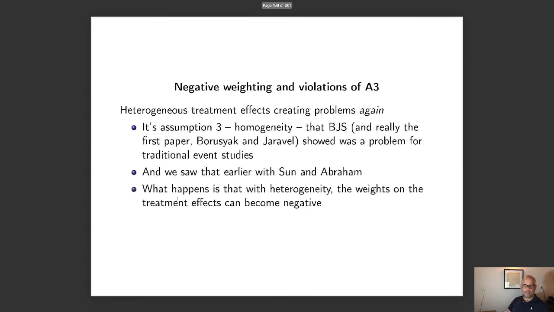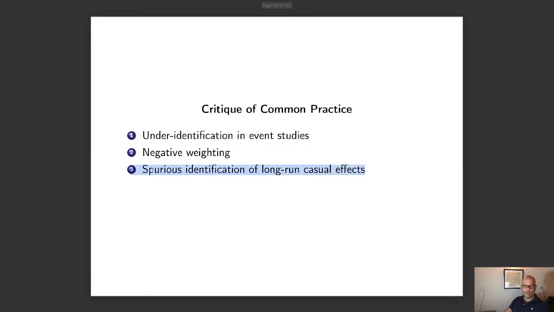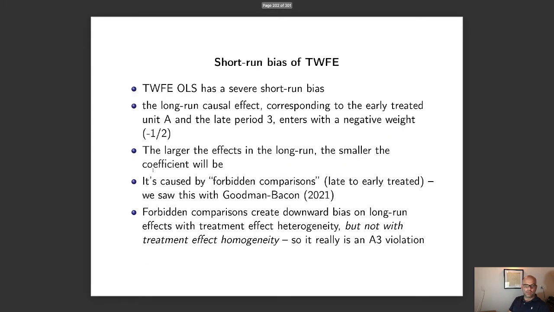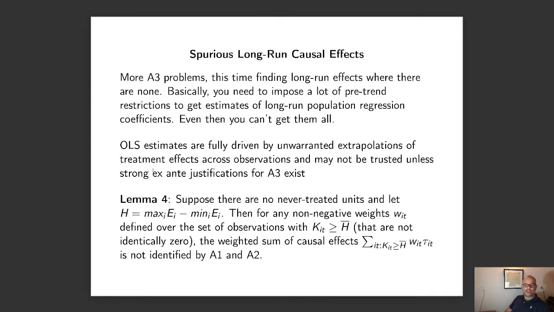And then the last, remember here what they're doing, spurious long-run causal effects. So with that heterogeneity, finding long-run effects where there are none is really common. So basically you need to impose a lot of pre-trend restrictions to get estimates of long-run coefficients. Even then you can't get them all. So OLS estimates are fully driven by unwarranted extrapolations of treatment effects across observations and may not be trusted unless you've got really strong reasons to believe in homogeneity.